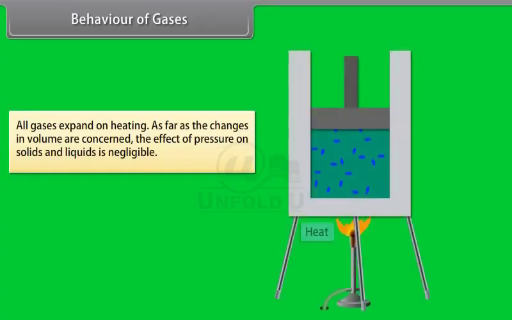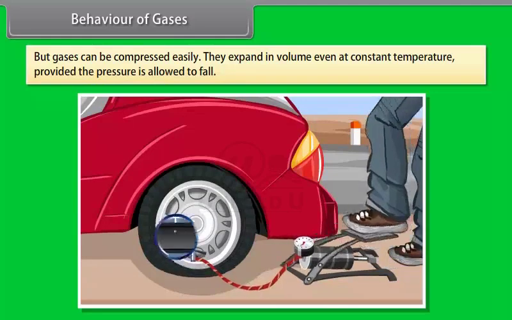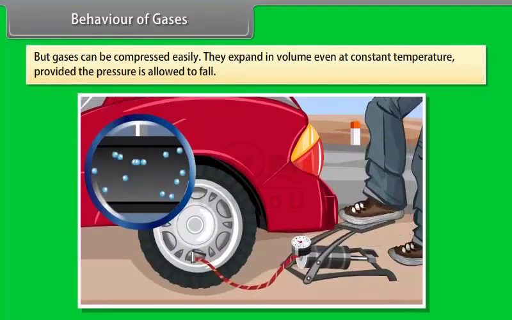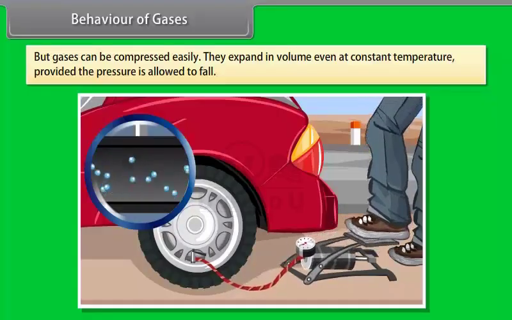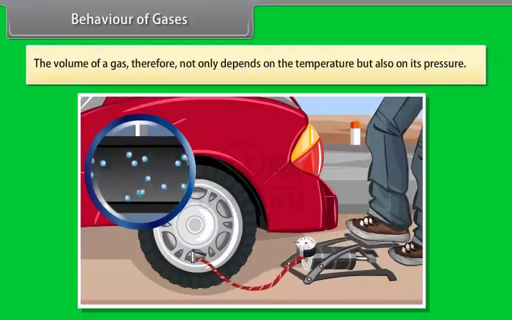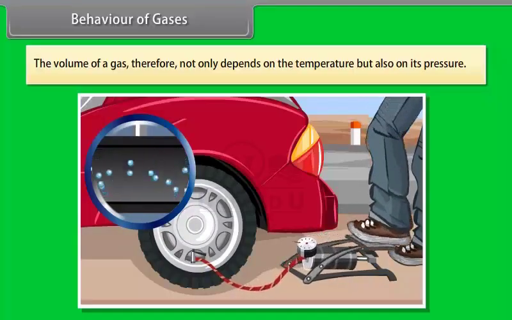Behavior of gases. All gases expand on heating. As far as changes in volume are concerned, the effect of pressure on solids and liquids is negligible. But gases can be compressed easily. They expand in volume even at constant temperature, provided the pressure is allowed to fall. The volume of a gas, therefore, not only depends on the temperature, but also on its pressure.